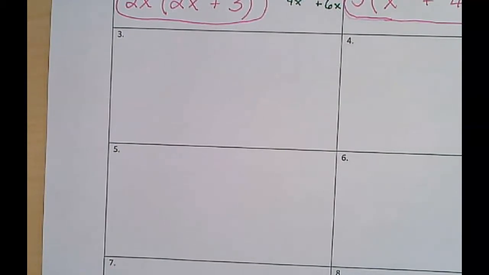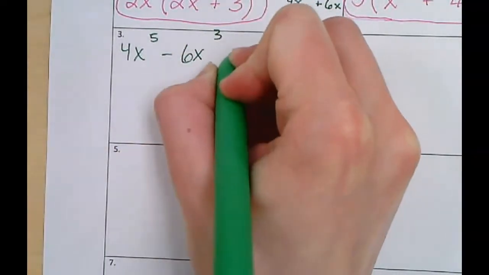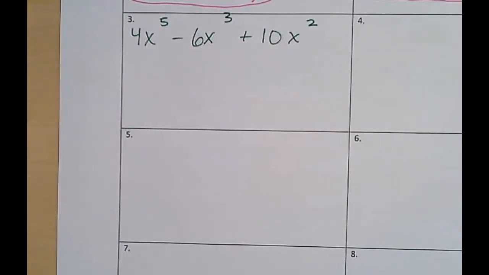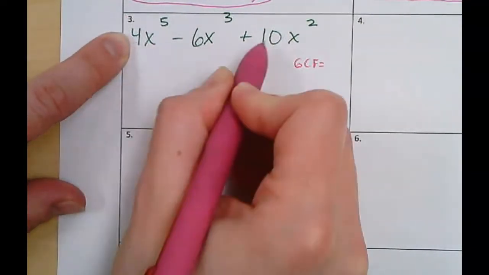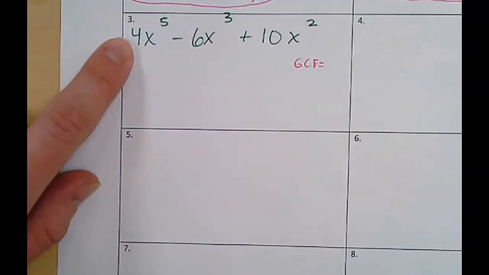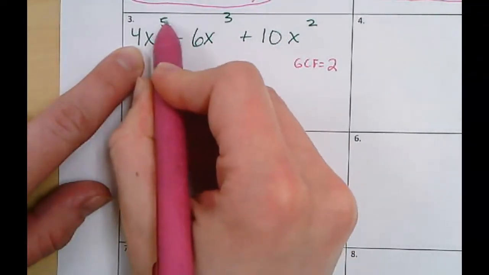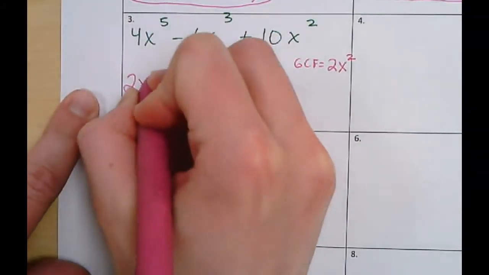All right, let's practice now without having to prime factor it. My next problem is 4x to the 5th minus 6x cubed plus 10x squared. If I'm not using prime factorization, I do have to think about the largest factor that they all have in common. So I'm going to look at my numbers first, and I'm going to list off to the side what my GCF is. Between 4, 6, and 10, the largest number that goes into all three of those evenly is 2. Now look at your variables. Between x to the 5th, x cubed, and x squared, they all at least have 2 x's in common. So x squared. I'm going to write out to the side here 2x squared.